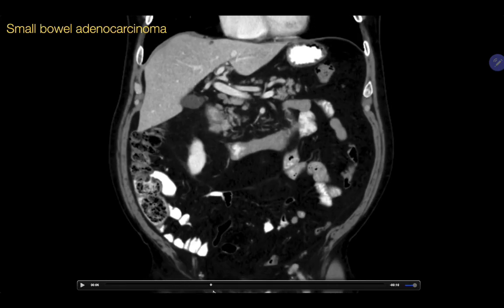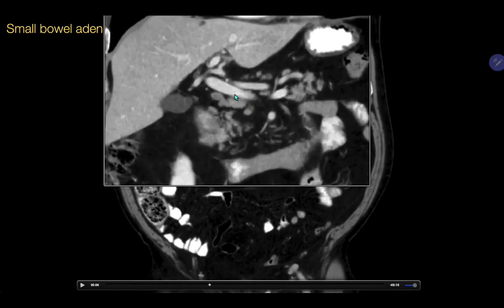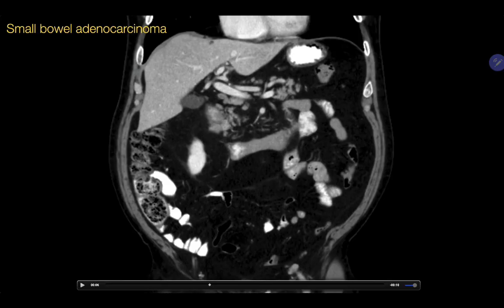And it's also really important to look at adjacent lymph nodes, even kind of borderline enlarged, portohepatis lymph nodes like these, which could raise your suspicion of local nodal spread.